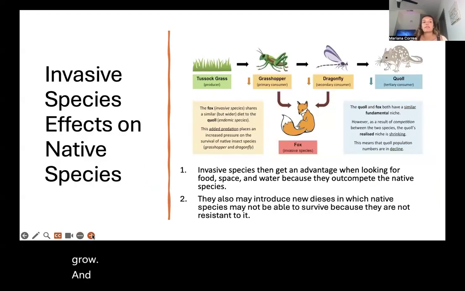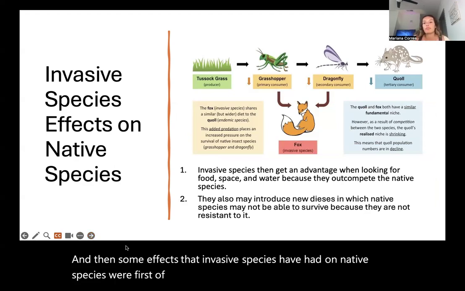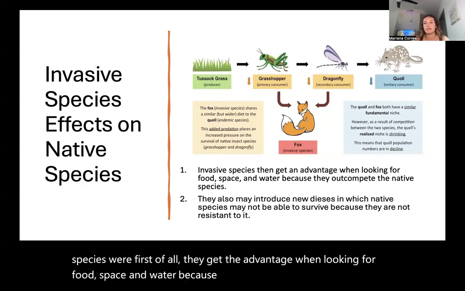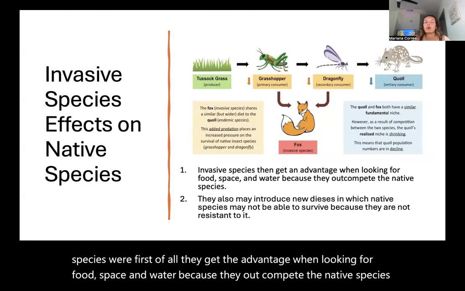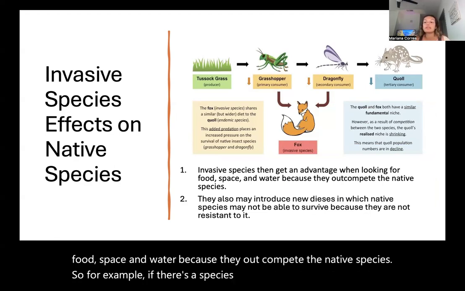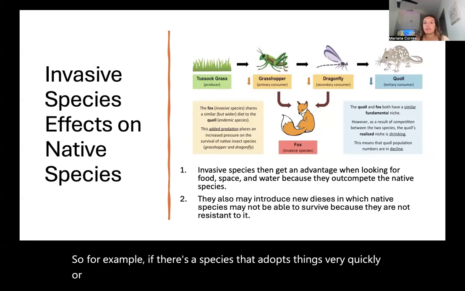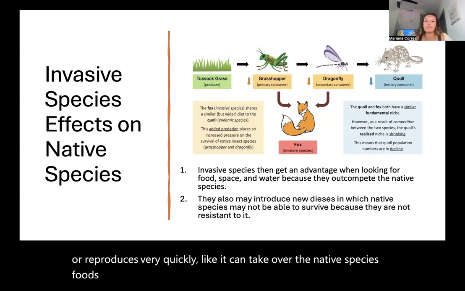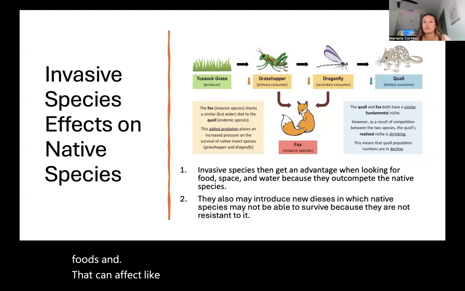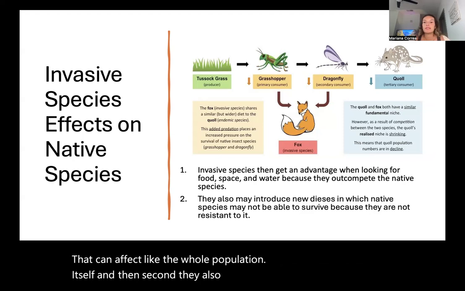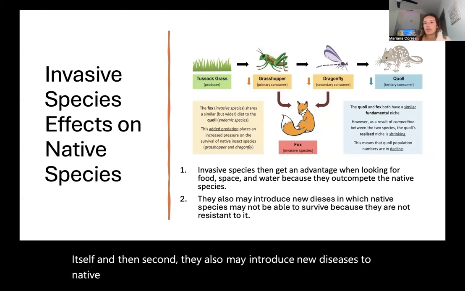And then some effects that invasive species have had on native species were, first of all, they get the advantage when looking for food, space, and water because they outcompete the native species. For example, if there's a species that adapts to things very quickly or reproduces very quickly, it can take over the native species' foods, and that can affect the whole population itself. And then second, they also may introduce new diseases to native species, which the native species may not be able to survive because they're not resistant to it.